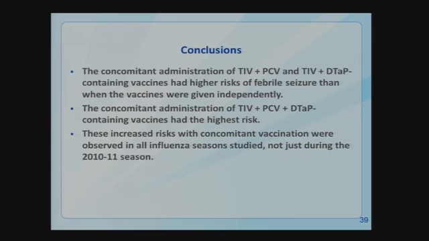So in conclusion, the concomitant administration of TIV plus PCV or TIV plus DTaP-containing vaccines had higher risks of febrile seizure than when the vaccines were given independently. The concomitant administration of TIV plus PCV plus DTaP-containing vaccines had the highest relative risk. These increased risks with concomitant vaccination were observed in all influenza seasons studied, not just during the 2010-11 season.